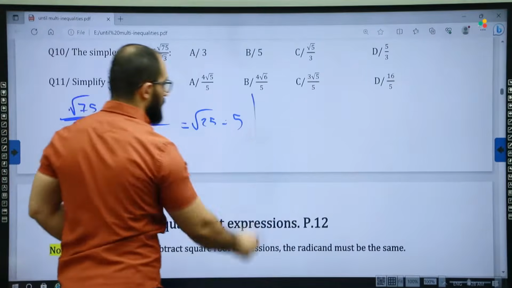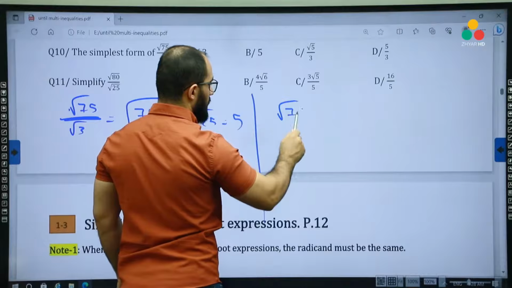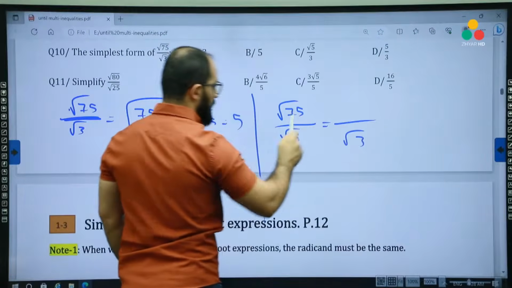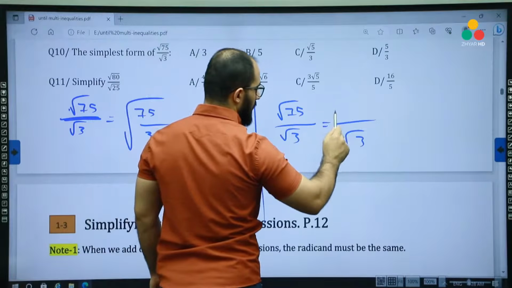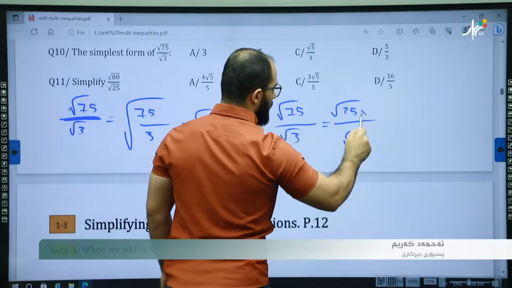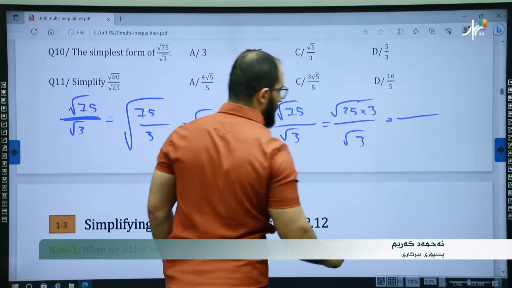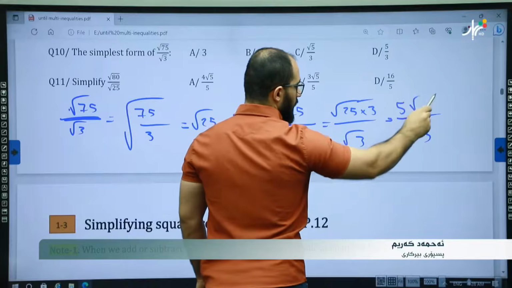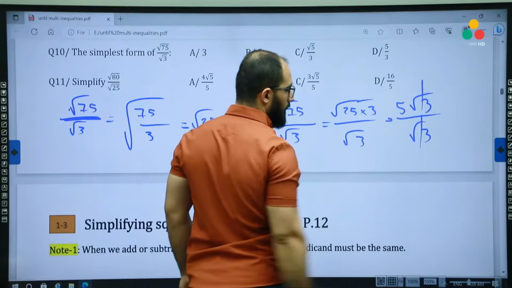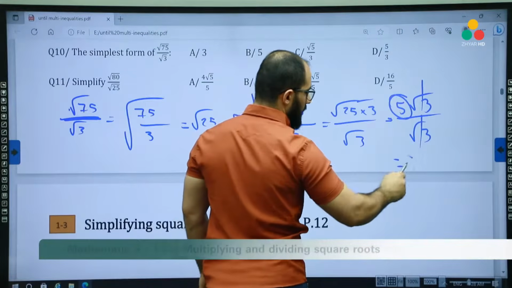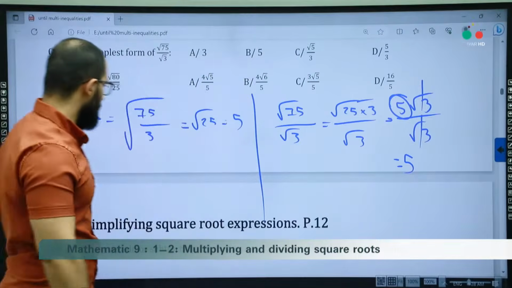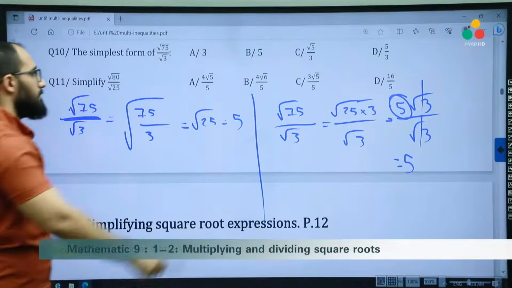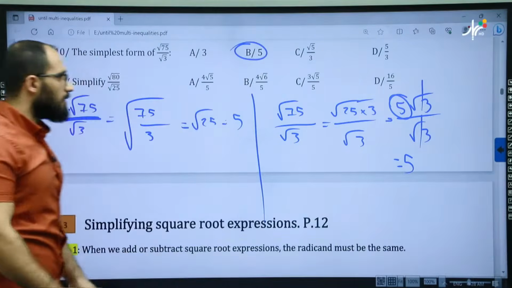Or the second one, the square root of 75 over the square root of 3 is equal to, and instead of 75, we can write 25 times 3. Then the square root of 25 is 5 square root of 3. Square root of 3 and square root of 3 cancel. Then 5 is left. This is the answer of that question both ways. So the answer is 5. You are free to choose any of them.